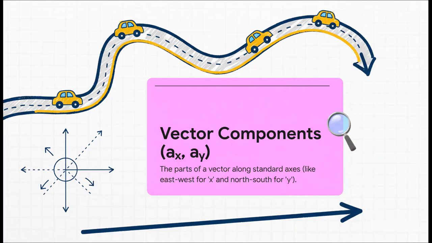And these separate directions, these individual parts, have a name. We call them components. In a 2D world like our map, you've got an X component, that's your east-west movement, and a Y component, your north-south movement. Simple as that.